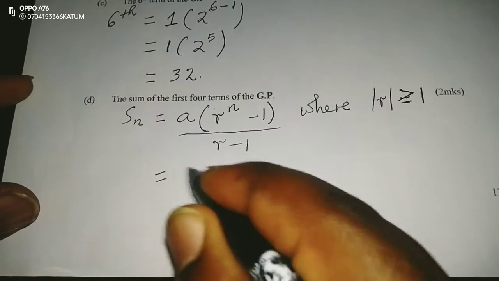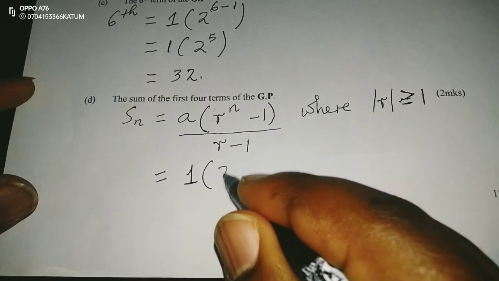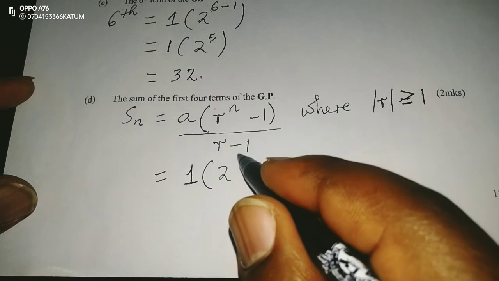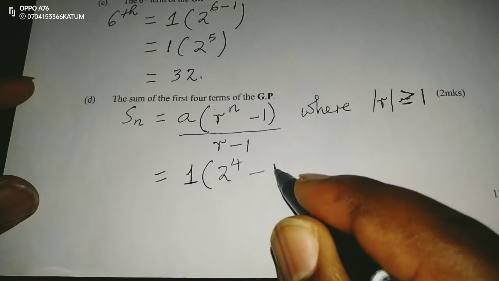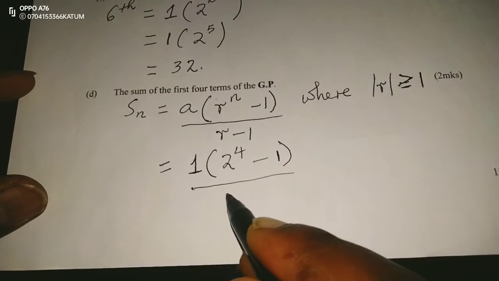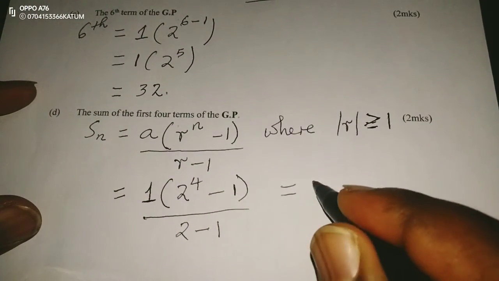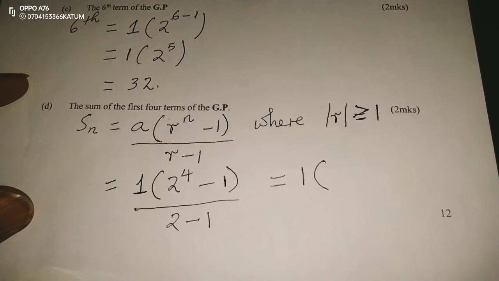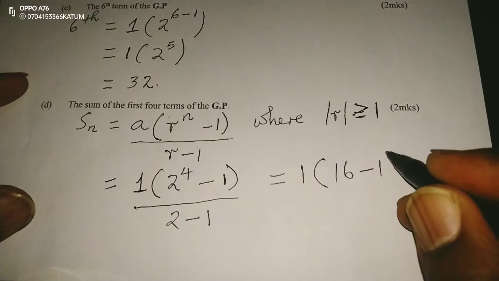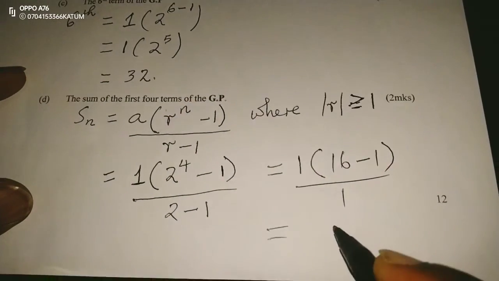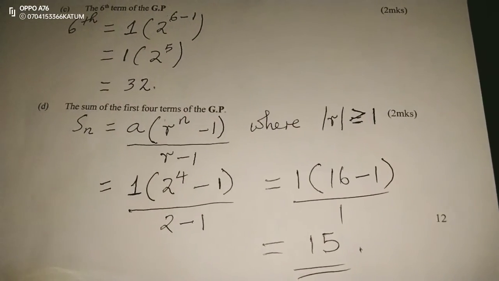So we're going to say the first term, which is 1, into r, which is 2, raised to n, that is 4, because you're finding the sum of 4 terms, minus 1, out of r minus 1. So this is going to be 1 multiplied by 2 power 4, which is equivalent to 16, minus 1, divided by 1. So this is going to be exactly 15.